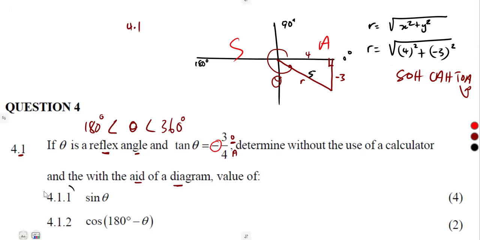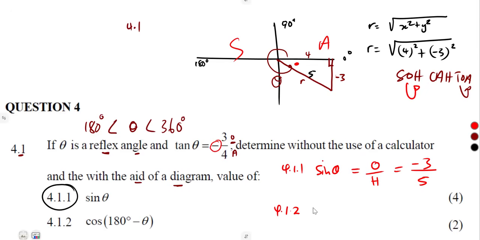So we can answer the questions now that we are given here. 4.1.1, the sine of theta according to our ratio is opposite over hypotenuse. So what is the opposite here? Negative 3. That is the opposite according to the angle here. So we have negative 3 over the hypotenuse, which is 5.